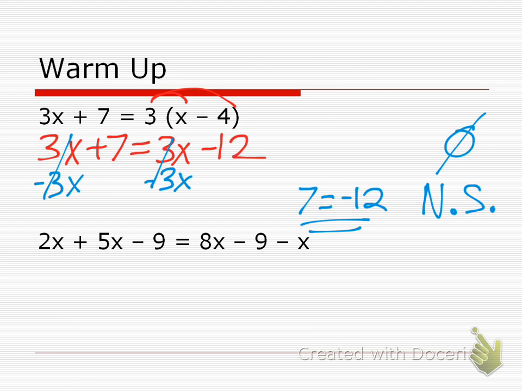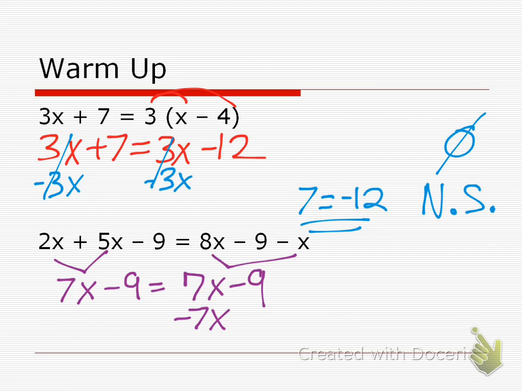Let's look at the second one. Some of you can probably guess what's going to happen here. Let's get our variables together first. You can combine like terms on both sides. And then what happens on this one when you get your x's together? Yeah, they cancel out, right? You get negative 9 equals negative 9. Or if you added 9 to both sides, you'd get 0 equals 0.